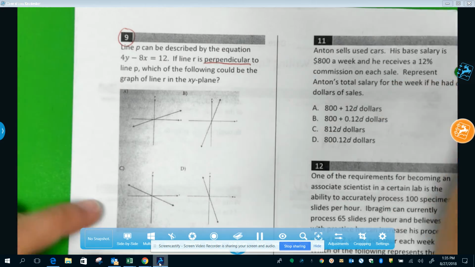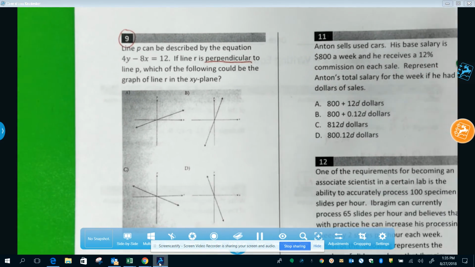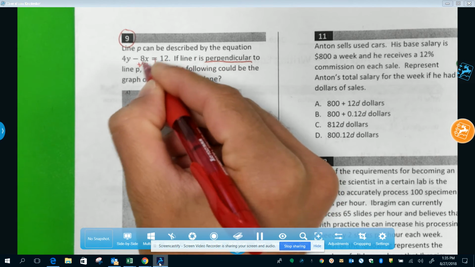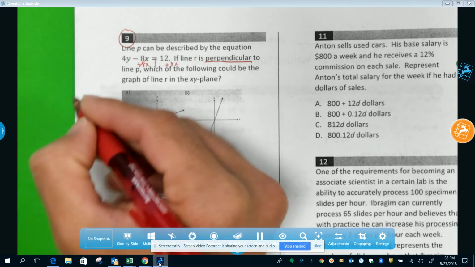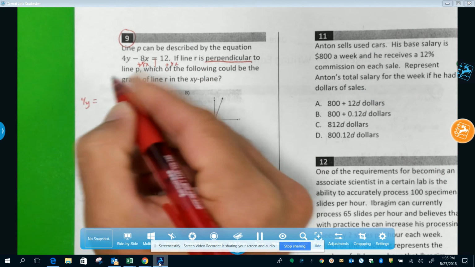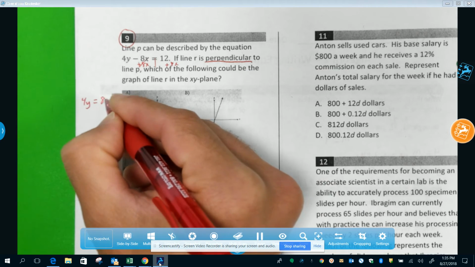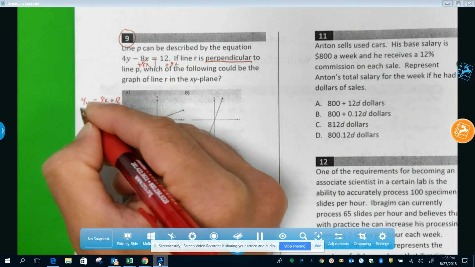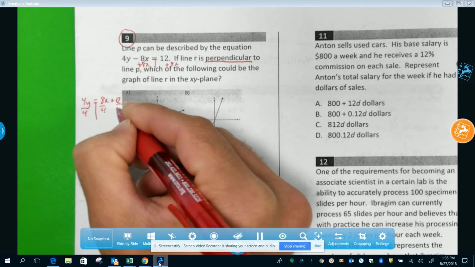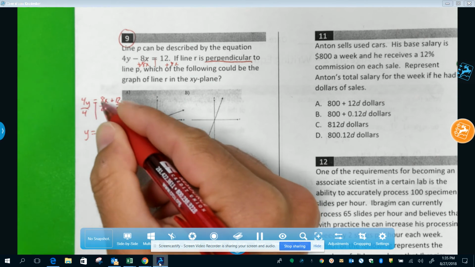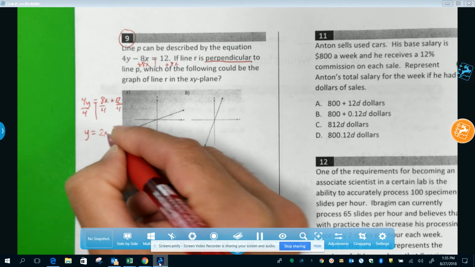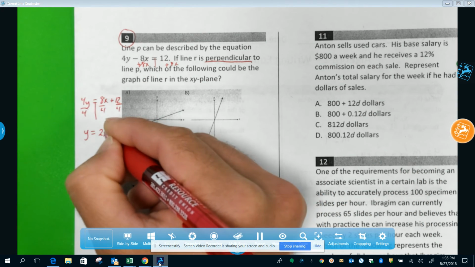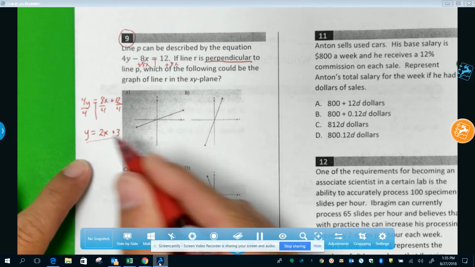So in order to do this, we're going to need to solve for y. All right, so the first thing I would need to do here to solve for y is add 8x to both sides. I'm going to come right over here. So I'd have 4y equals, if I add 8x to the right, I'm going to put that in the front, and I'm going to move my positive 12 to the back. Now we divide by 4, divide by 4, divide by 4. So I get y equals 8 divided by 4 is 2, so 2x. 12 divided by 4 gives me a 3. So the original line is y equals 2x plus 3.